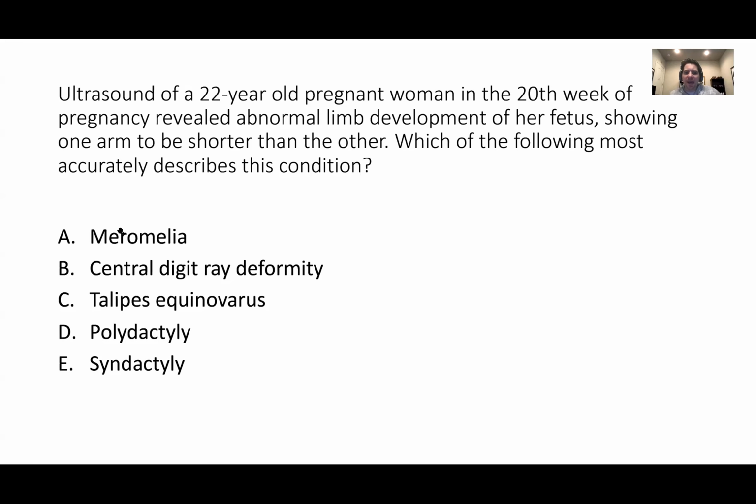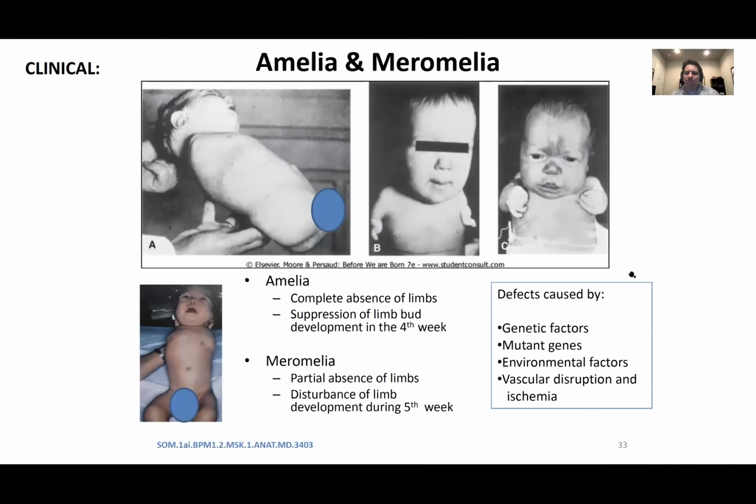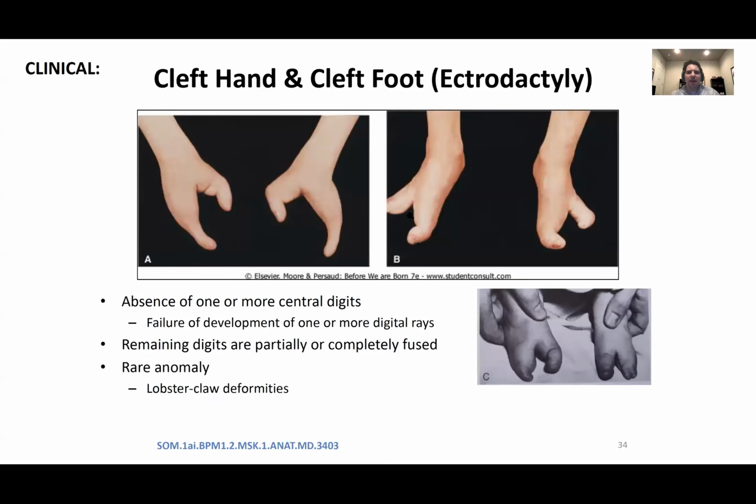All right, whereas amelia is complete absence of the limbs, meromelia is shortening of the limbs. So if one limb is shorter than the other, it could be meromelia. There are some drugs, y'all don't really get into that just yet, that can end up causing this. So we could see those here. Amelia is no arms, and shortening of the arms can be meromelia.